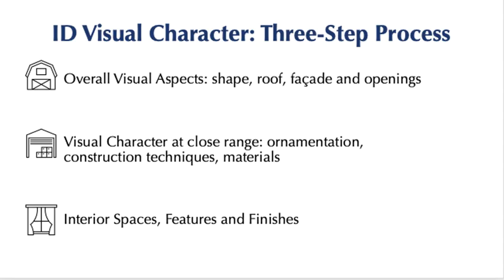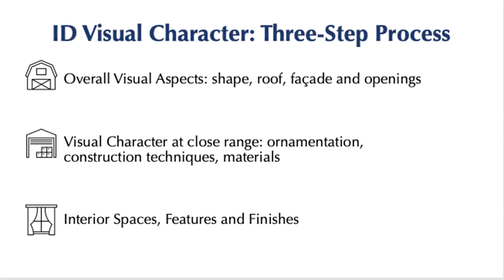Preservationists have outlined a three-step process to identify the visual character of a historic structure. Step one is to look at the overall visual aspects: the shape of the building, the roof line, openings, the overall appearance, its placement in the landscape, and so forth. This is the step at which you would identify the housing type, for instance, or the style of the roof line, whether something is a Georgian-style structure or some other vernacular form, the facade shape, the number of windows and doors and their placement, and so forth.